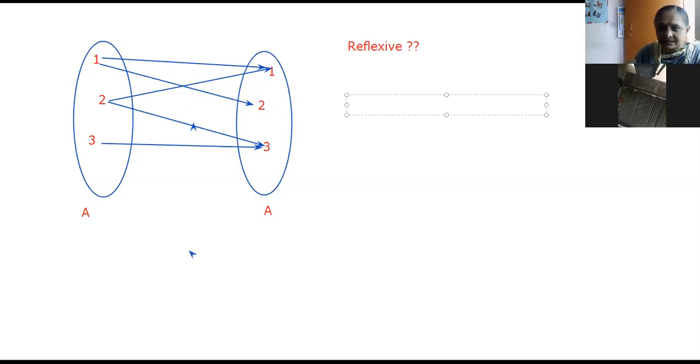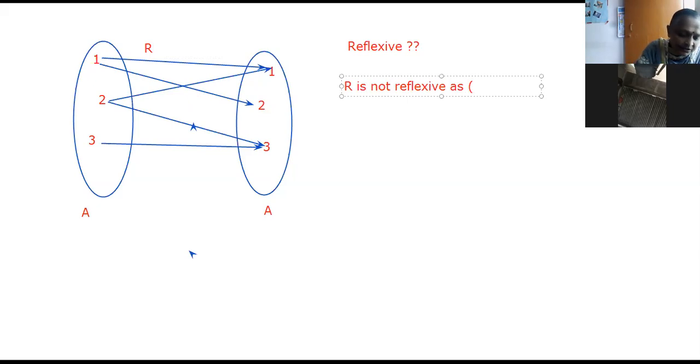Let us note it. Let us give notation. Let us call this relation R. If you have drawn it, let us write: R is not reflexive as ordered pair (2, 2) does not belong to, belongs to sign and we are cancelling it, does not belong to capital A. I hope you are watching it. Does not belong to capital A. Is it clear?